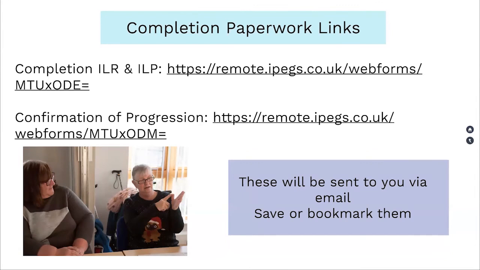There also is a confirmation of progression form, and this is what you need to complete if you want to claim a progression as an outcome on the project. As part of this project, you will be set employment targets, and the way that you claim these, so if a learner goes into employment, education or self-employment, you will need to complete the confirmation of progression form in order to have them count as a progression on the course. So we will start by going through the completion ILR and ILP.